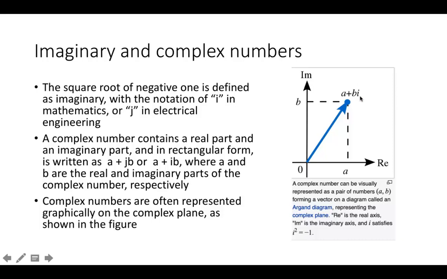The complex number itself is A plus Bi, or in electrical engineering, we would often write that as A plus jB. Complex numbers are often represented graphically on the complex plane. What's not shown here is that the angle that the complex number forms with the real axis is measured from the real axis to the line that denotes the complex number.